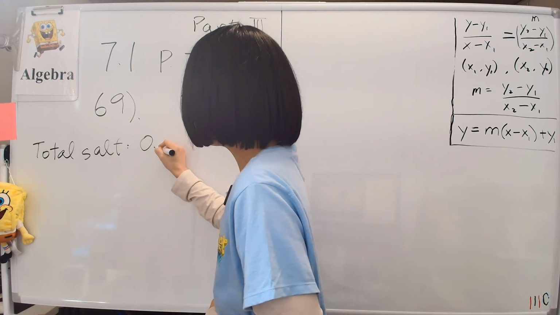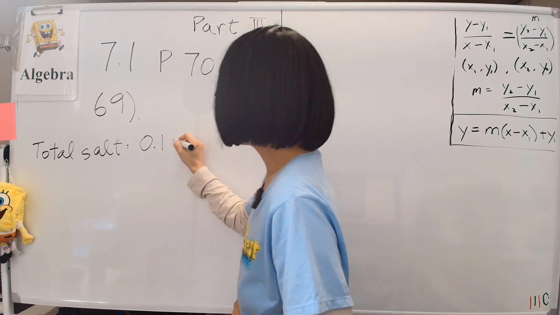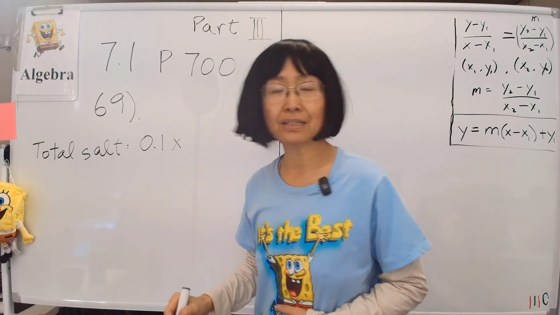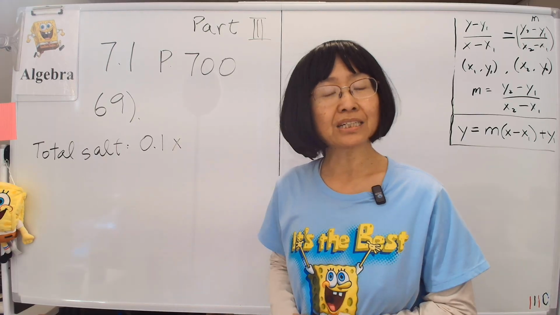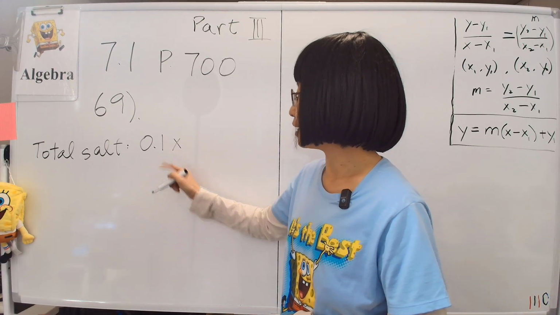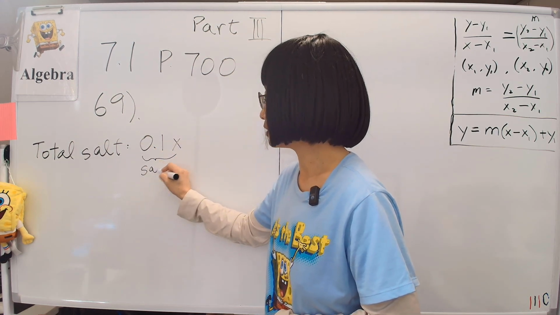10%, which is 0.1, right? And then times, let's say he makes X gallons. So times X. So there are X gallons of 10% solution, 10% of which is salt. So 0.1 times X would be the total amount of salt from the 10% solution.